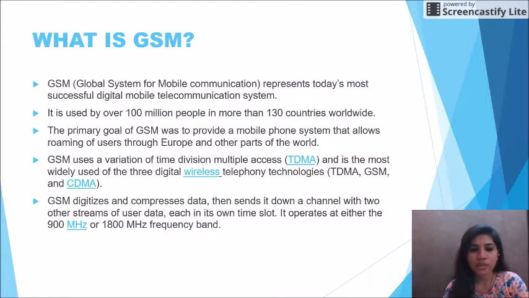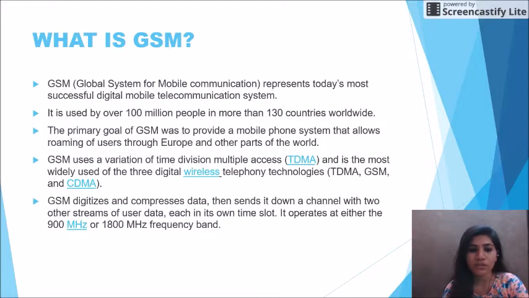The primary goal of GSM was to provide a mobile phone system that allows roaming of users through Europe and other parts of the world. In simple words, we can say that GSM is a wireless transmission standard for digital cell phones used worldwide. From the name, we can say that it is used globally for communication purposes. GSM originally stood for Group Mobile, but now it is named Global System for Mobile Communication.